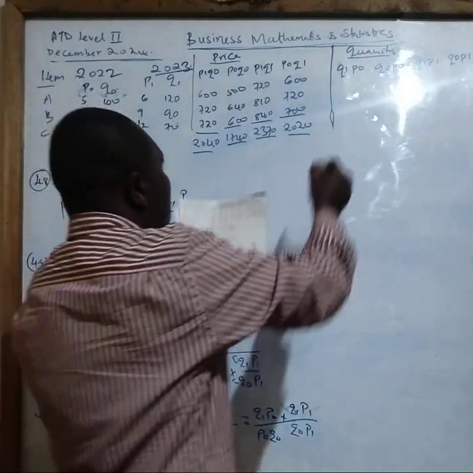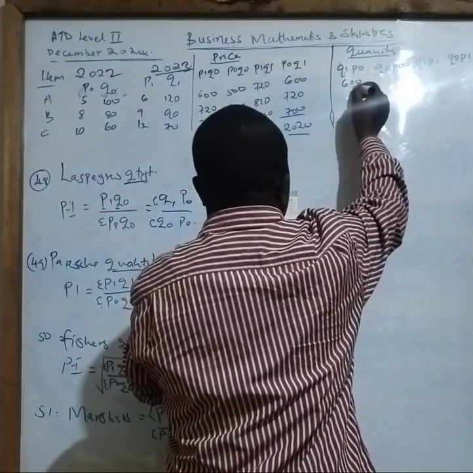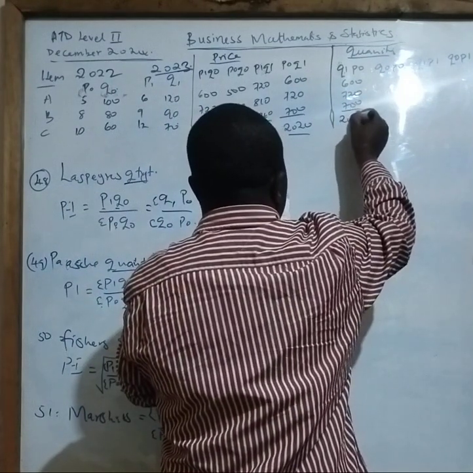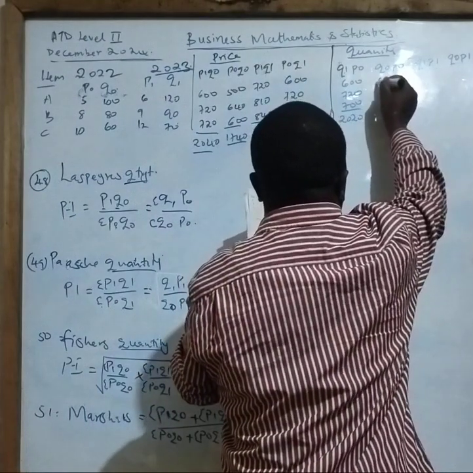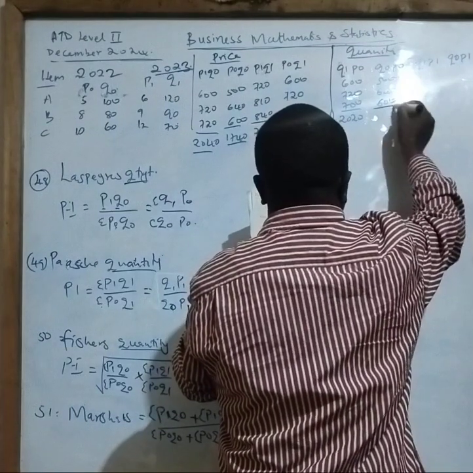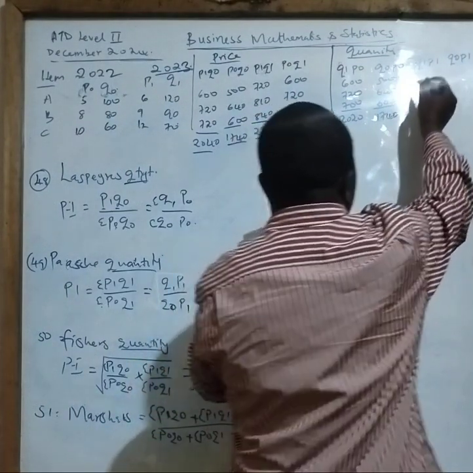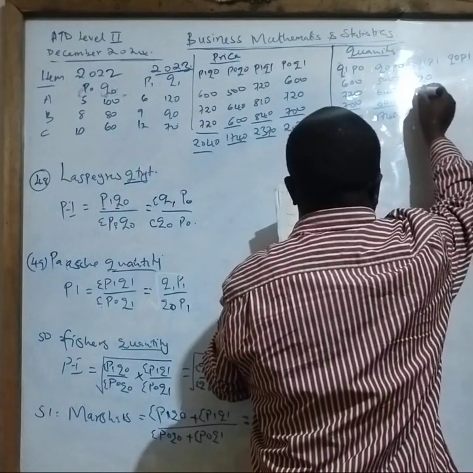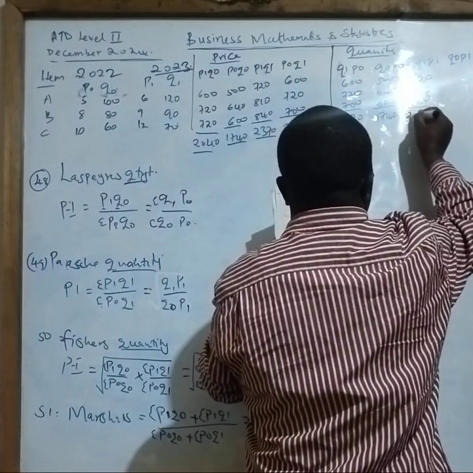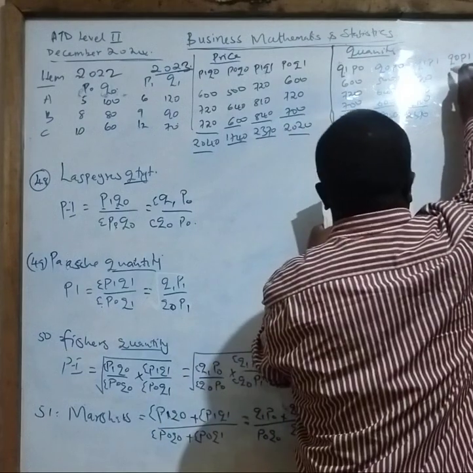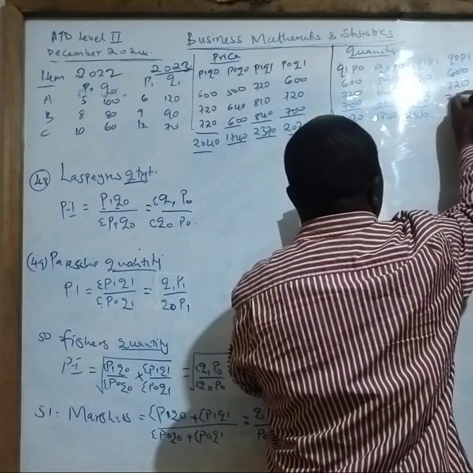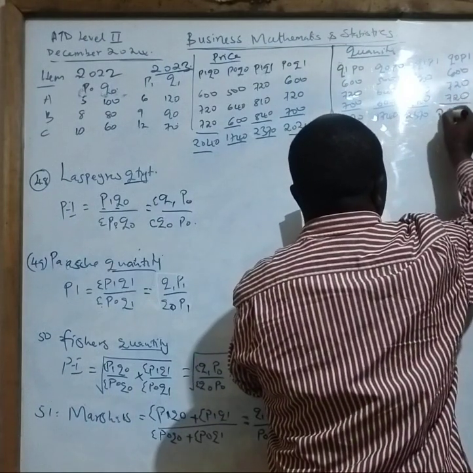On the other side also, you must do the same. 600, 720, 700. Your answer is 2020. This one is 500, 640, 600. Your answer is 1740. This one is 720, 810, 840. Your answer is 2370. The last part here is 600, 720, 720. Total is 2040.